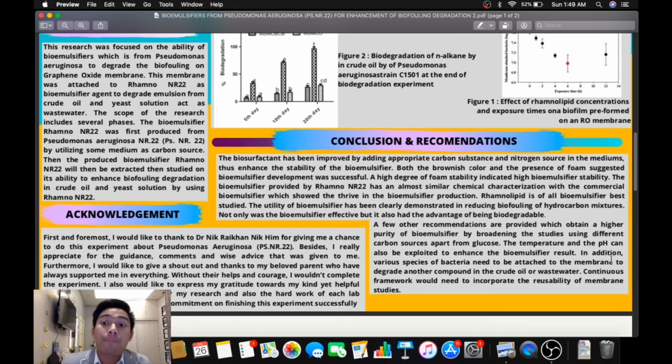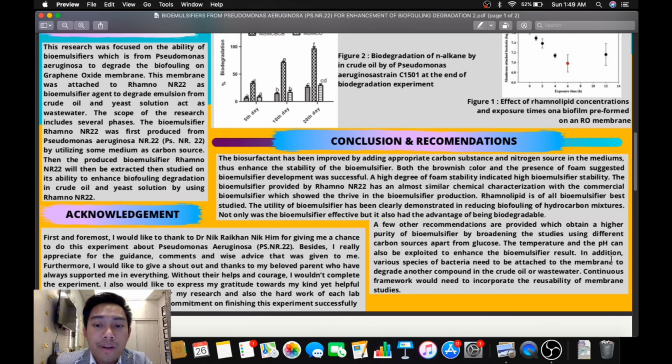The bioemulsifier produced by NR.22 has an almost similar chemical characterization to the commercial bioemulsifier, which shows the strength in the bioemulsifier production. Rhamnolipid is, of all bioemulsifiers, the best studied. Rhamnolipid finds promising implications for MEOR activities within the petroleum industry. Using rhamnolipid information as a model bioemulsifier, it is recommended that there is far more to be explored for other bioemulsifiers in terms of their industrial and environmental application.